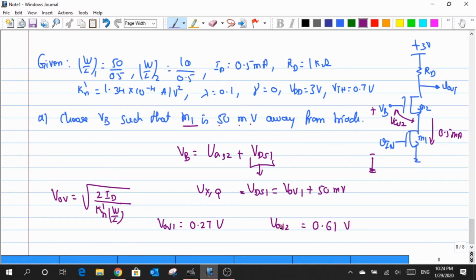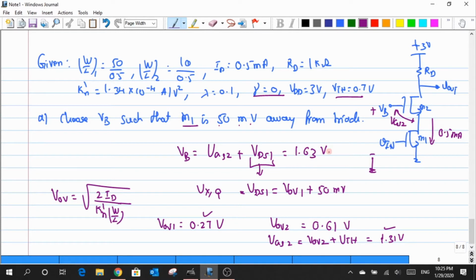Now from this value of VOV2 I could extract the value of VGS. VGS2 is nothing but VOV2 plus the threshold voltage, and since gamma is considered to be equal to 0, there is no body effect, so I retain the value of VTH that is given as 0.7. I substitute over here, and that turns out to be 1.31 volt. So if I add up each of these values onto this expression, I would end up having a value of VB that is equal to 1.63 volt.